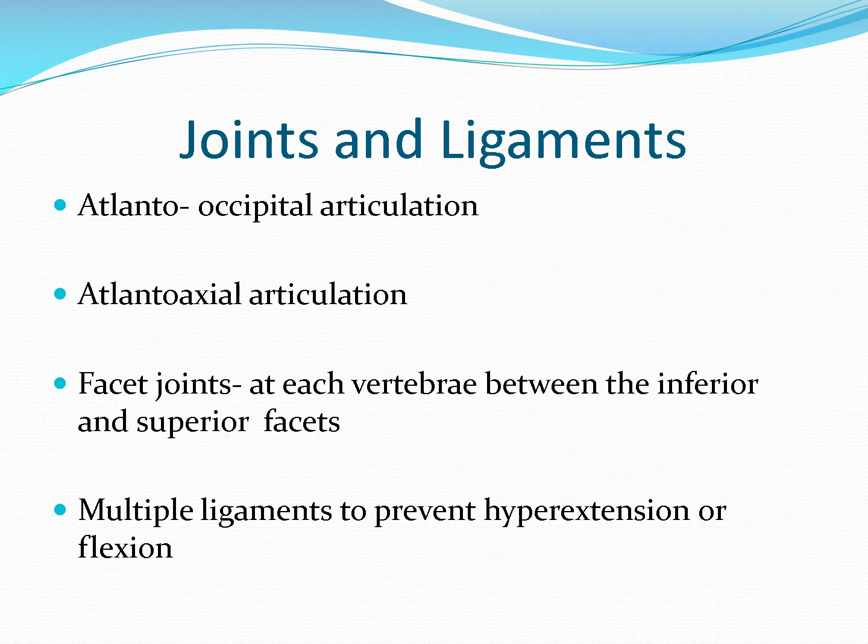Okay, so in terms of joints and ligaments, the atlanto-occipital articulation is the place where the atlas and the occipital bone of the skull come together. Then the connection or the joint between the axis and the atlas is called the atlantoaxial articulation.